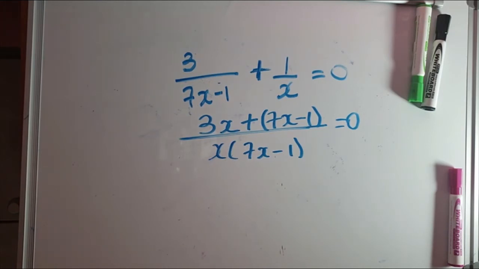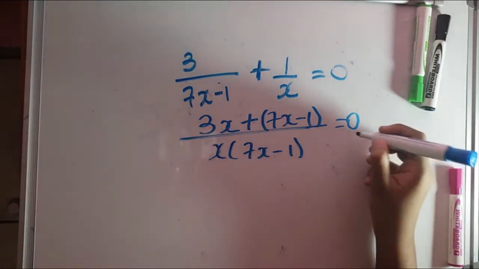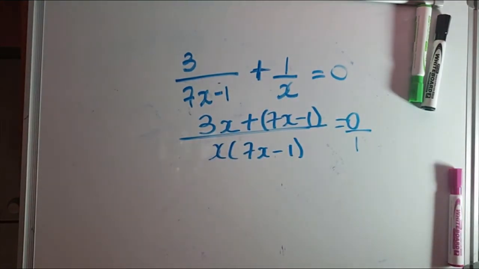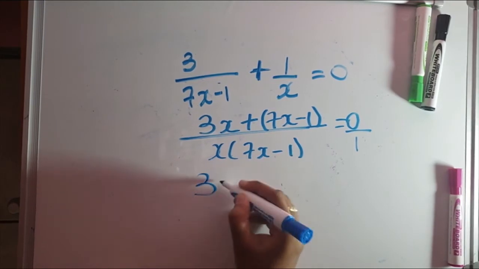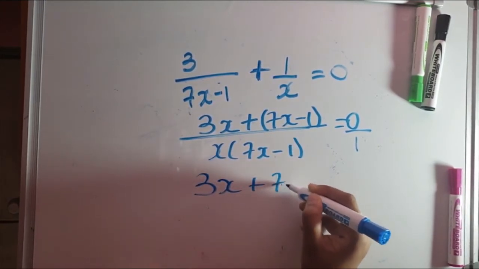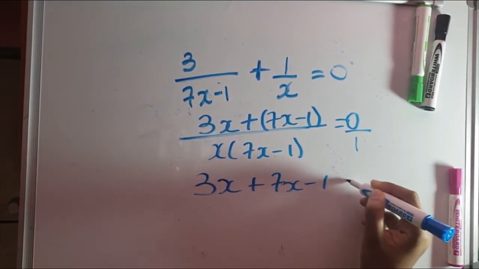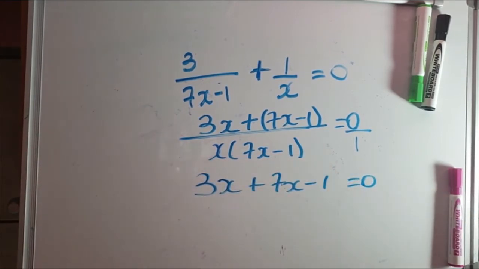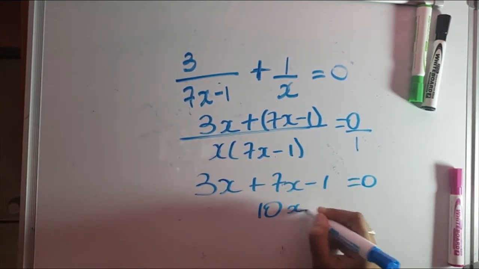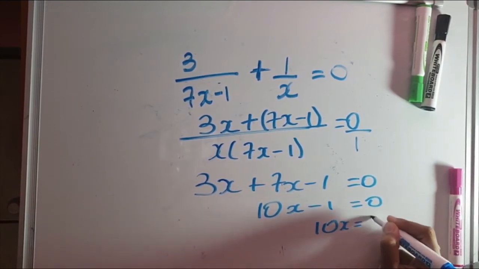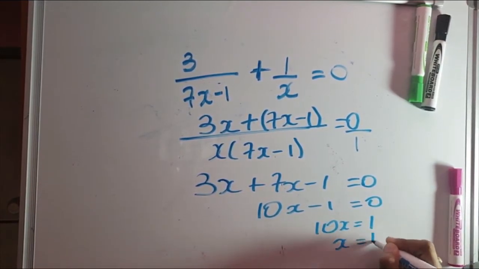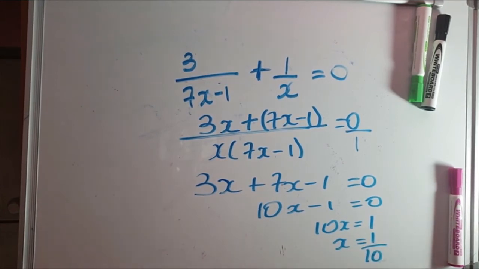Okay, now, so just at a glance, we can say, alright, so all of this is equal to 0. 0 is basically 0 over 1 if you want to look at it that way. So basically, cross multiplying, we're just going to have 3x plus 7x minus 1 is equal to 0. Then we'll have 10x minus 1 is equal to 0. 10x is equal to 1. X is equal to 1 over 10.